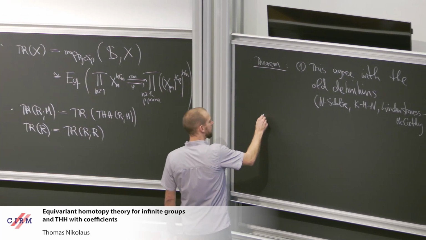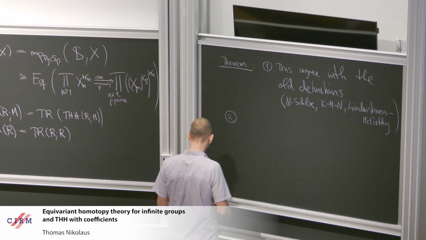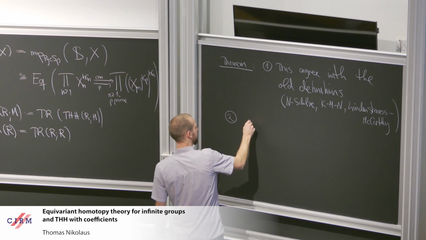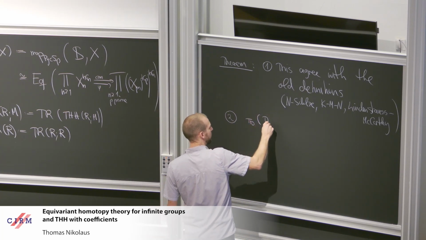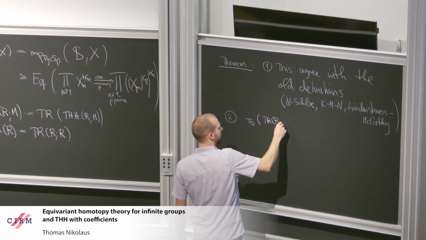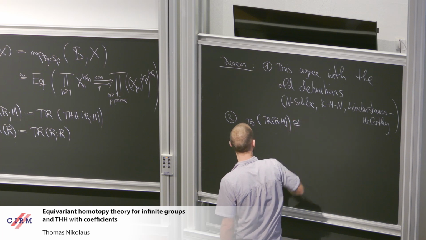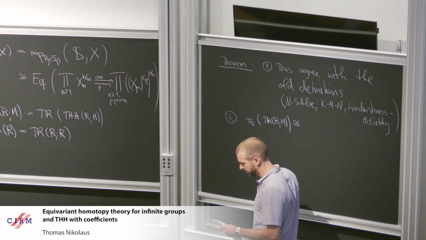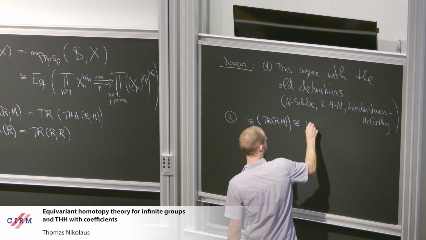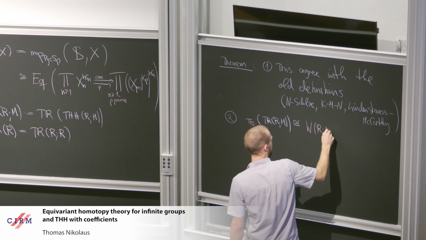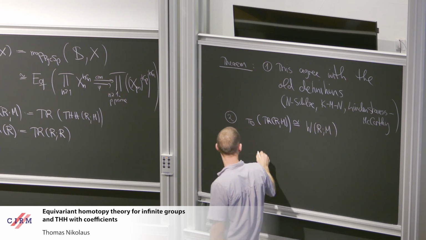What is the second statement of the theorem? This is pi naught of TR with coefficients for a ring as well as a bimodule. This is isomorphic to some explicit algebraic construction, which is denoted W(R; M). This is Witt vectors with coefficients.